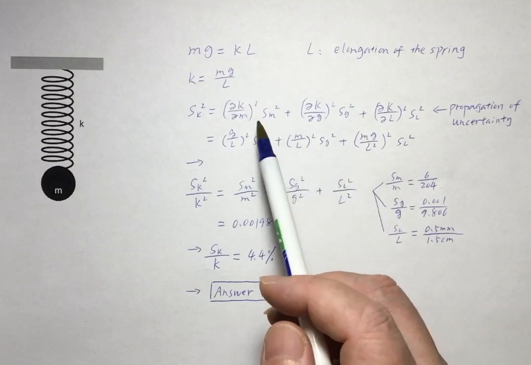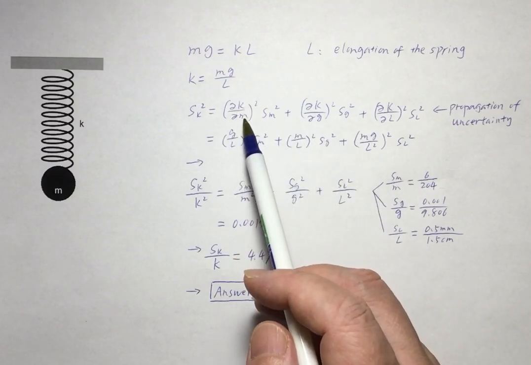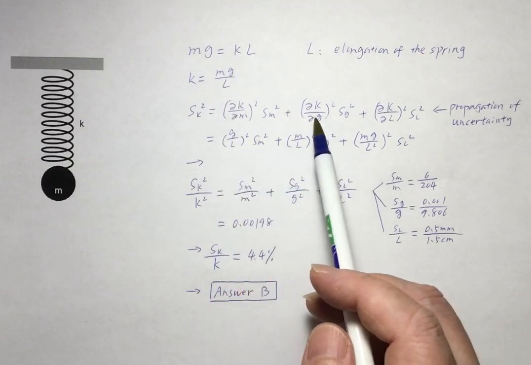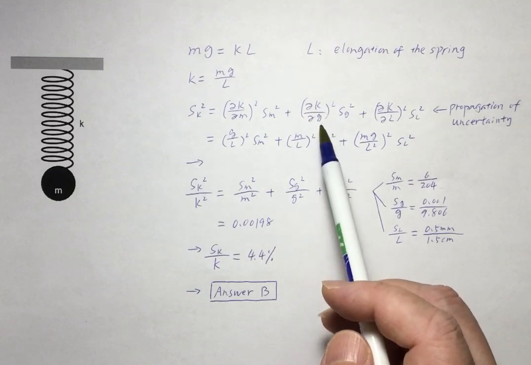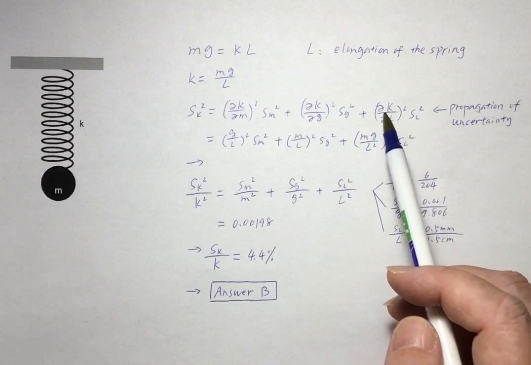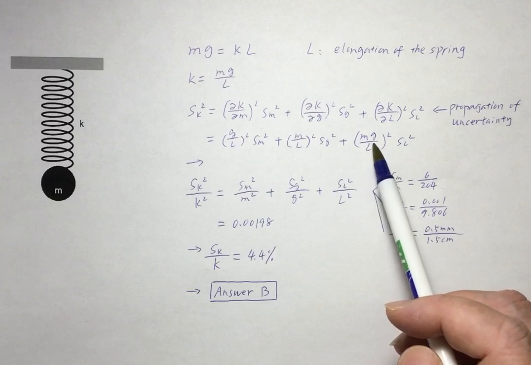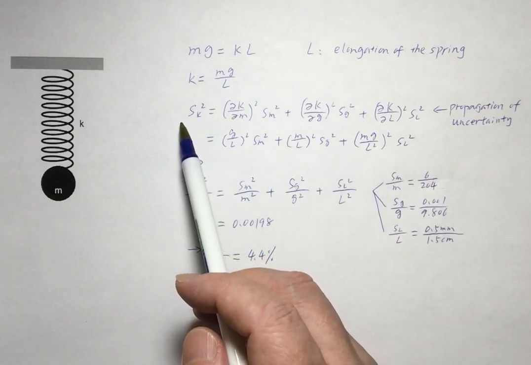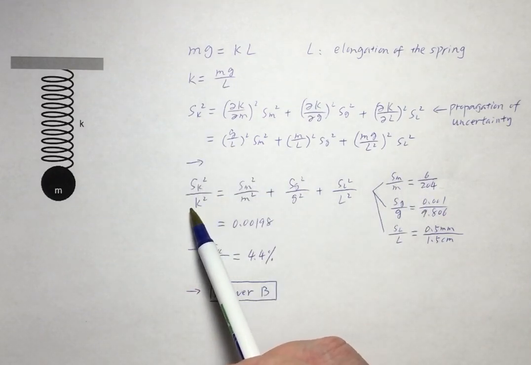Then the partial derivative of k with respect to m, from here, will equal g over L. For g, it will become m over L. And the partial derivative of k with respect to L will be mg over L squared. So then we divide this equation by k squared. So we have this.